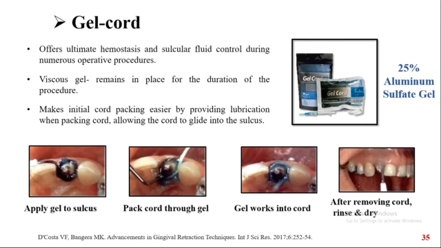Coming to the gel cord, it uses 25% aluminum sulfate gel. It offers adequate hemostasis along with control of the circular fluid. Now in gel cord technique, the viscous gel remains in place for the duration of the procedure, and this makes the cord packing easier because of the lubricating action. Now the aluminum sulfate gel is applied to the sulcus. Once the hemostasis is achieved, the gingival retraction cord is packed through the gel. After a period of 8 to 10 minutes, the retraction cord is removed. The tooth is rinsed and dried prior to impression making.